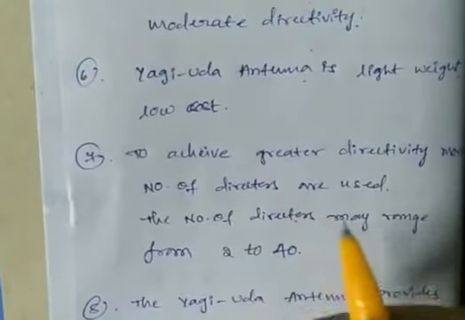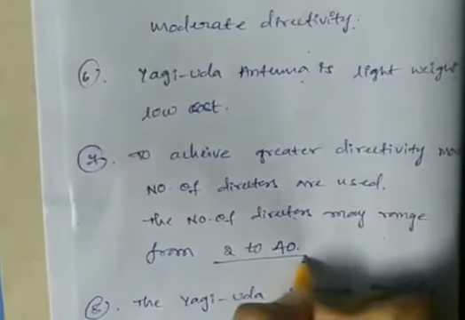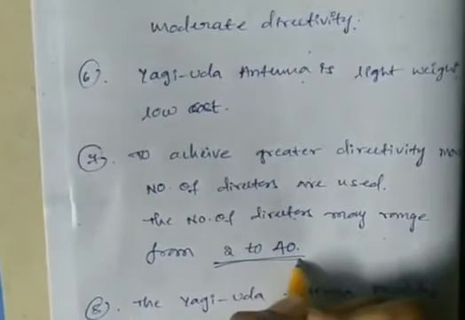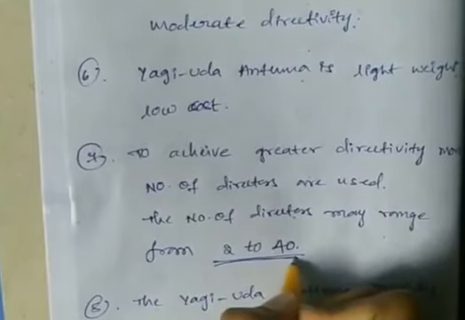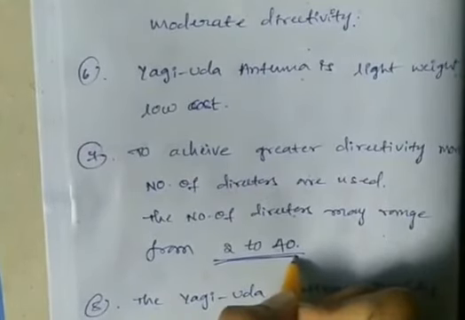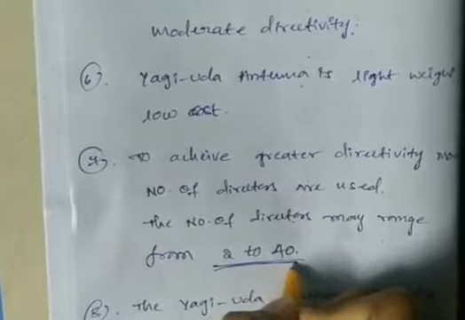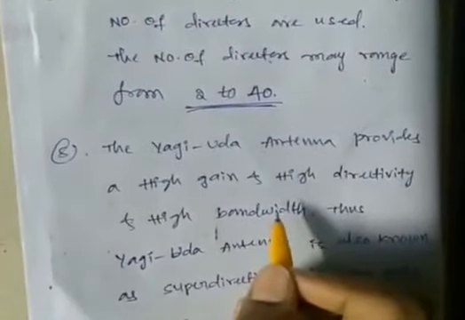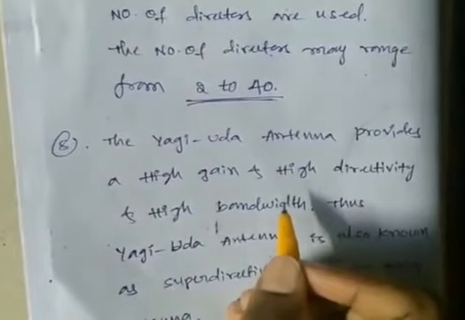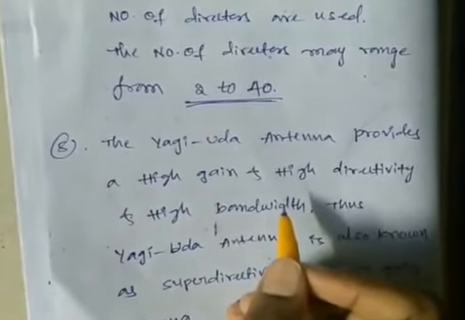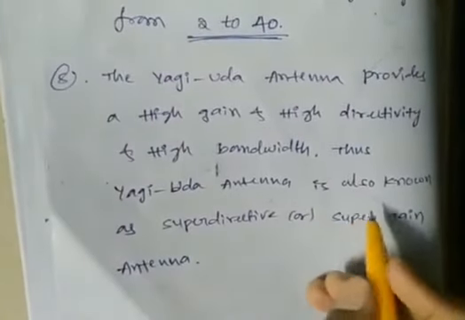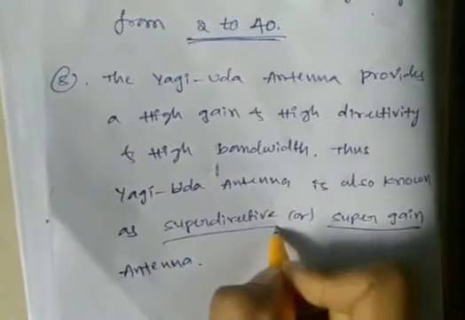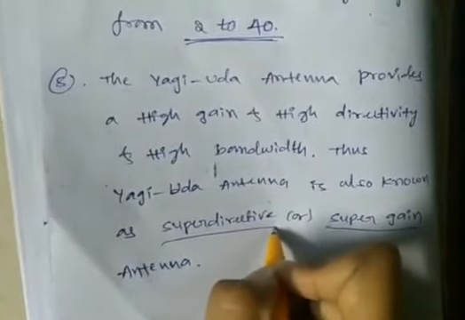That number of directors ranges from 2 to 40. We have to increase from 2 to 40 directors in the Yagi-Uda antenna for obtaining higher gains and higher directivities. And already we told you, by using the Yagi-Uda antenna, we obtain high gain, high bandwidth and higher directivity also. So due to that, the Yagi-Uda antennas are also called super gain and super directive antennas. Okay, so the next topic we will see in the next class.